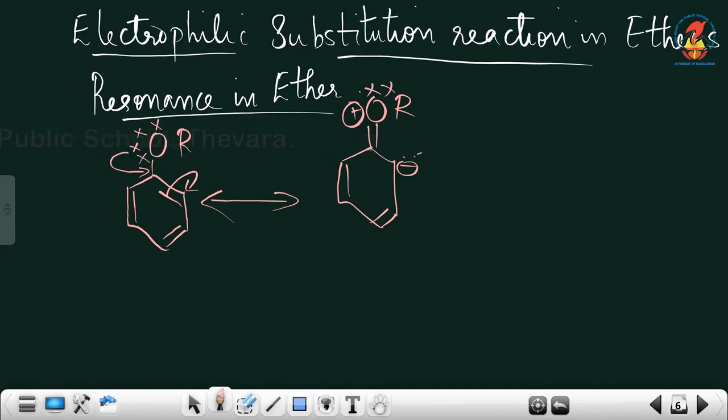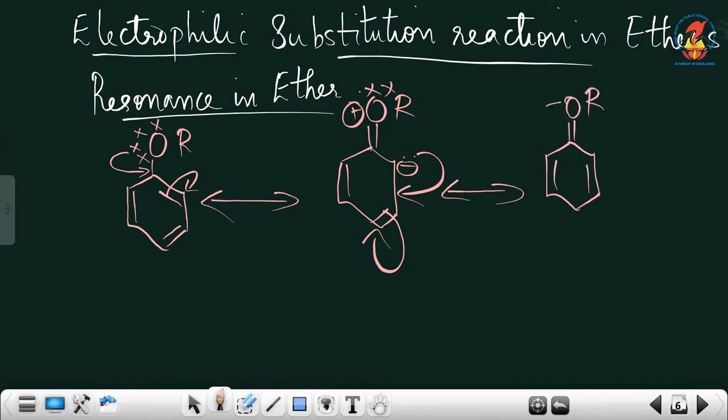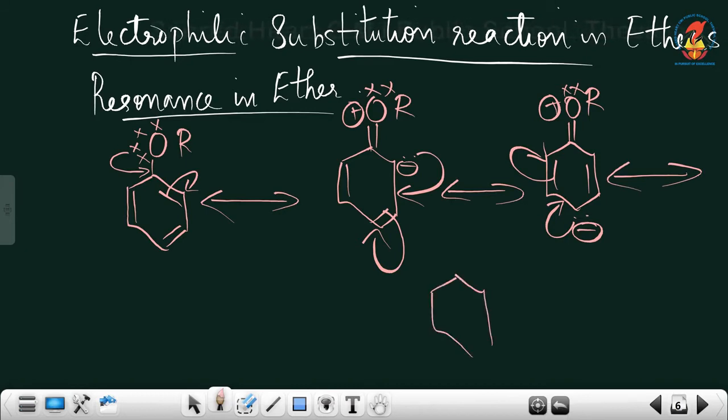Now, in the next shift, this will get shifted to this position, this gets shifted to the para position. So, the third resonance structure is a double bond with OR, a positive charge on oxygen, and the electron at the para position. Now, in the next resonance structure, this will get shifted to this position, this again to the ortho position. So, the next structure is a double bond with O with positive charge and the electron at the next ortho position.